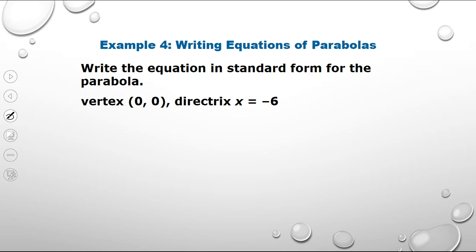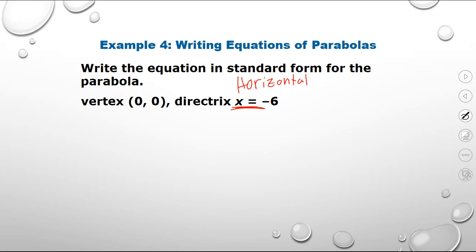Alright, so in this one, I'm given the vertex at 0, 0, okay, which I told you we were going to do already. The directrix is at x equals negative 6. Now, am I using the horizontal vertex form, or am I using the vertical vertex form? Well, because this is x equals, remember x equals is a horizontal, alright? So that means I should be using the equation x equals 1 over 4p y squared.